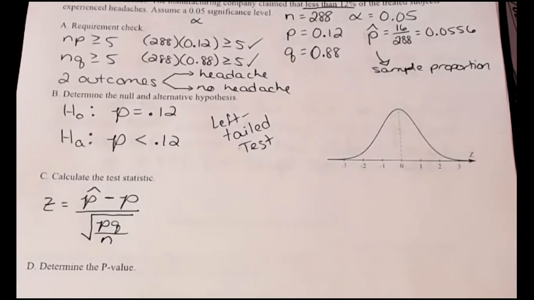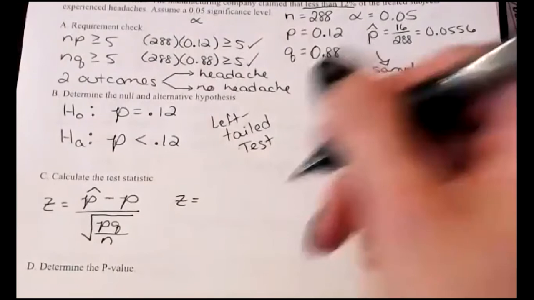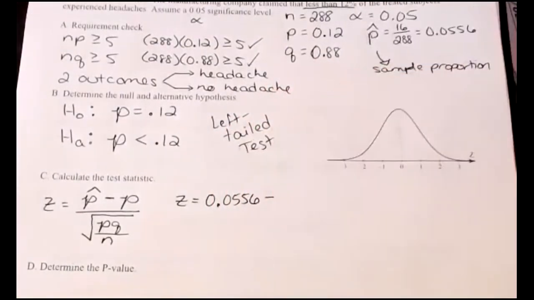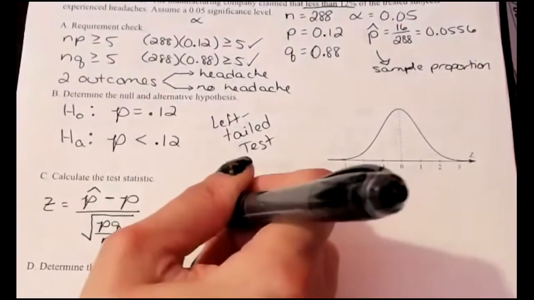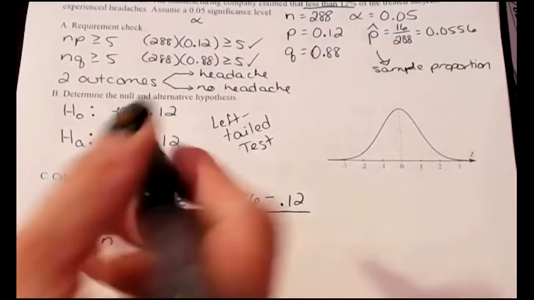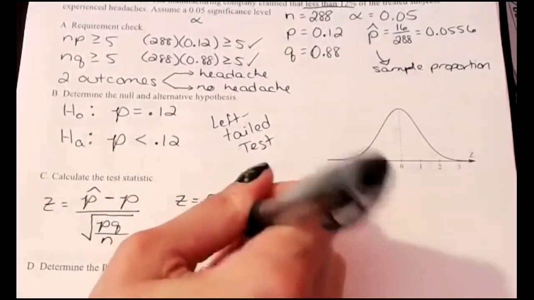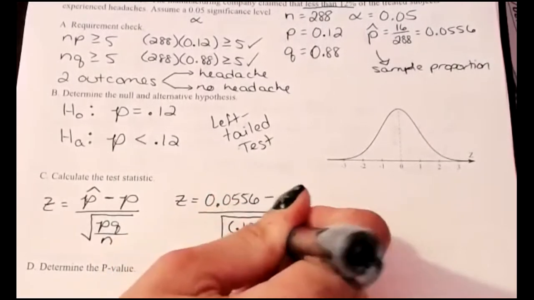So here's our formula. Z is equal to p hat minus p all over the square root of p times q over n. So carefully, we want to plug in our values. P hat is 0.0556. P is going to be 0.12 divided by, be really careful, this is just regular P and Q. It's not P hat, Q hat. So we have the square root of P, which is 0.12, times Q, which is 0.88, all over N, which is 288.